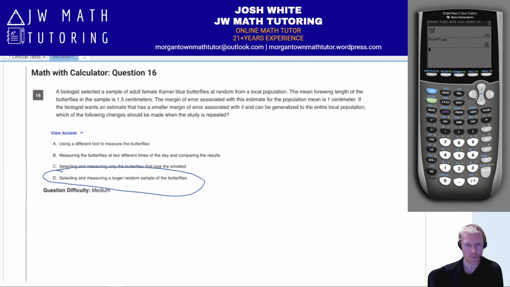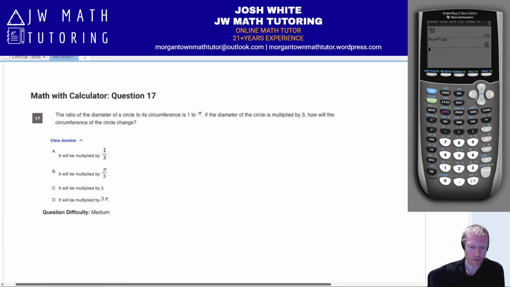Basically, whenever you have some type of study that you're doing, the larger that you make the sample in the study, the smaller that the margin of error becomes. So larger sample size, smaller margin of error. And the opposite of that is also true. Smaller sample size, larger margin of error. So that's just something you should memorize and commit to memory for these questions that might come up on the SAT.